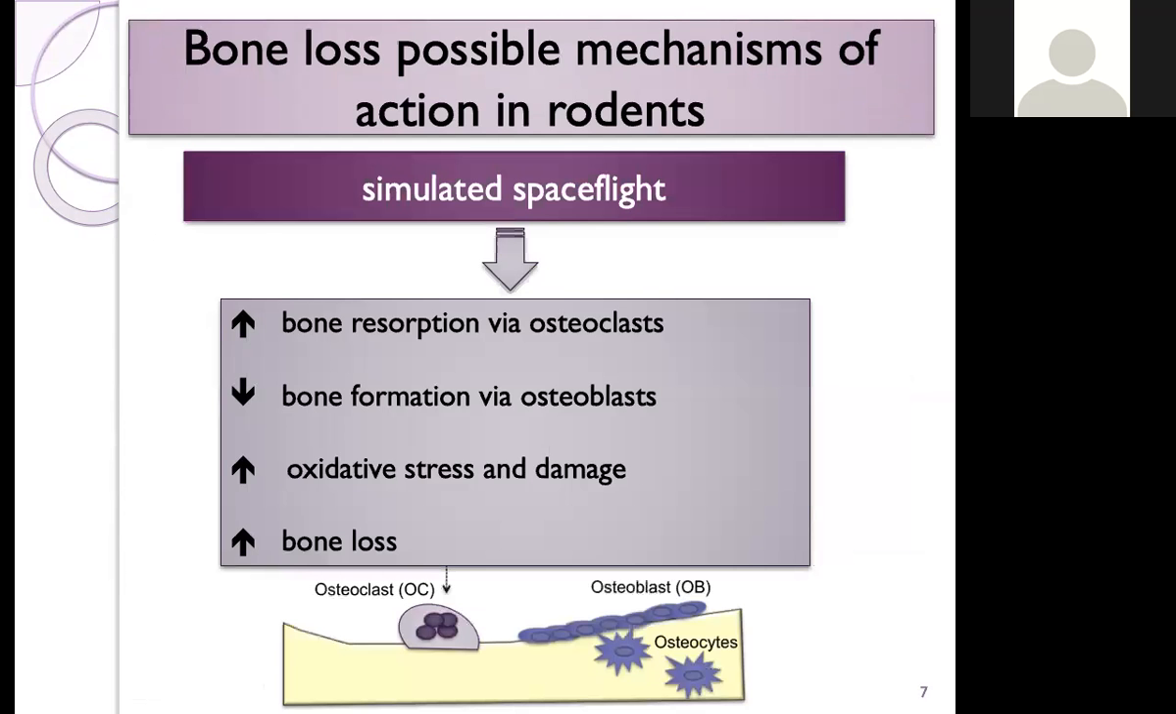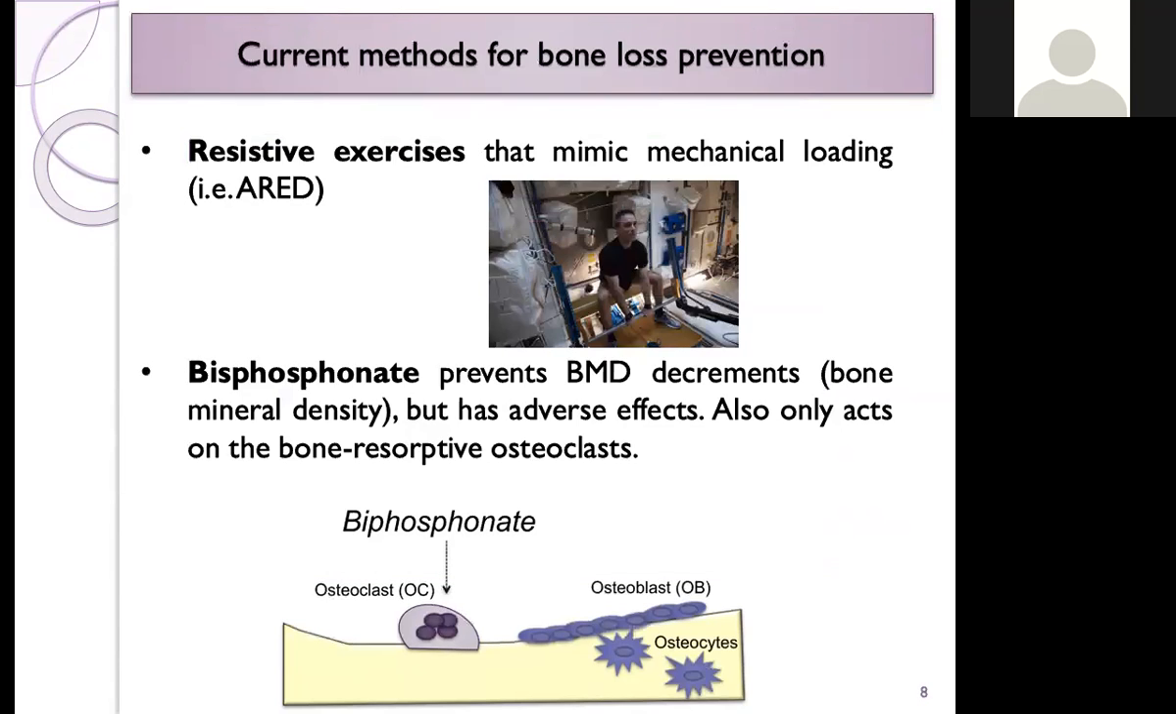A little bit about the mechanism of radiation-induced bone loss in rodents. It's driven firstly by an increase in bone resorption by the osteoclast cells, a decrease in bone formation by the osteoblasts, and an increase in oxidative stress and damage, resulting in bone loss. The current methods on the ISS for bone loss prevention are resistive exercises such as the ARED, which mimic mechanical loading, and bisphosphonate, which would prevent the loss of BMD, the bone mineral density, but has adverse effects. And it also only acts on the bone-resorbing osteoclasts.